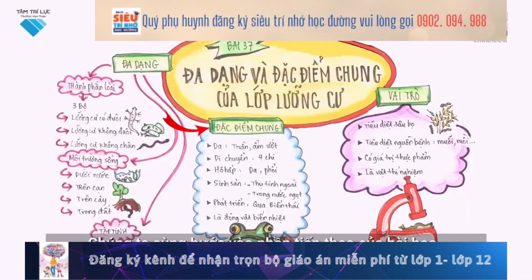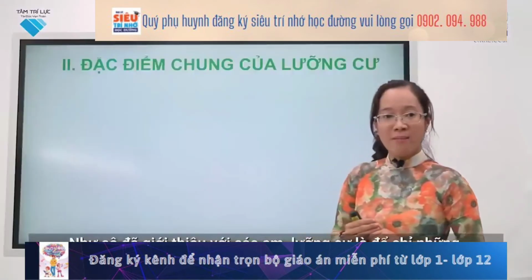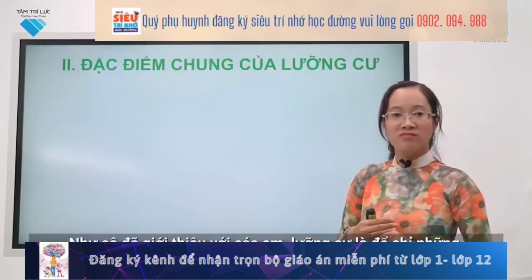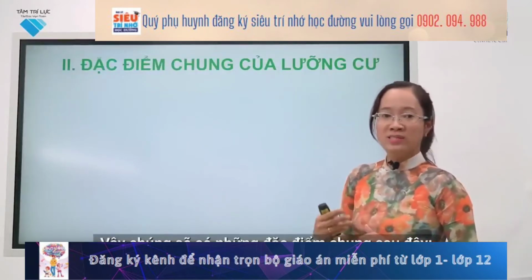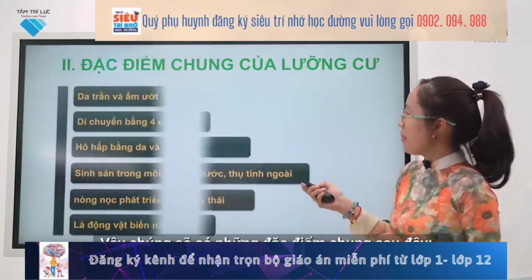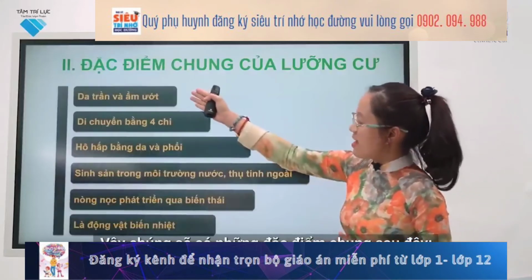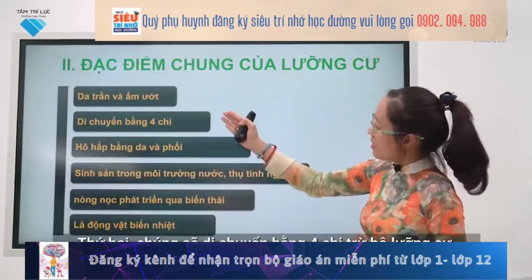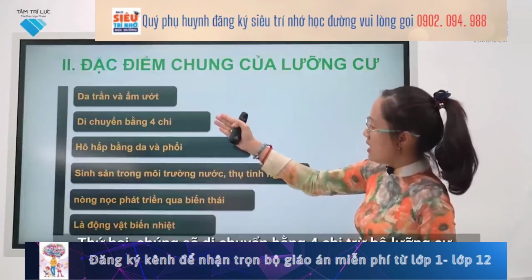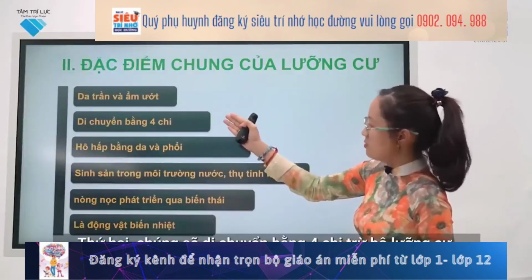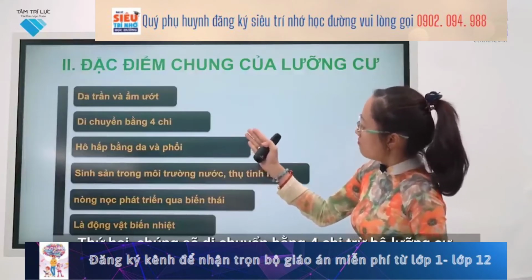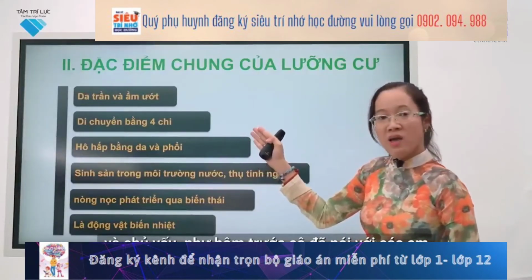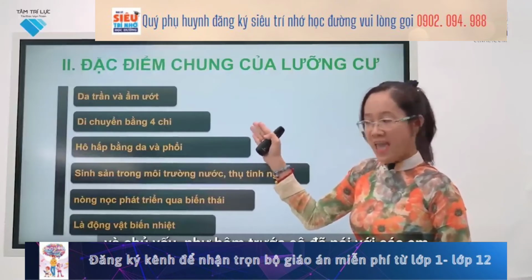Let's learn about the general characteristics of the amphibian class. As I introduced, amphibians are animals that can live both in water and on land. So they have the following general characteristics. First, they have bare and moist skin. Secondly, they move on four legs, except for the legless amphibians. Next, they breathe with their skin and lungs, and mostly, like I told you the other day, amphibians breathe through their skin.